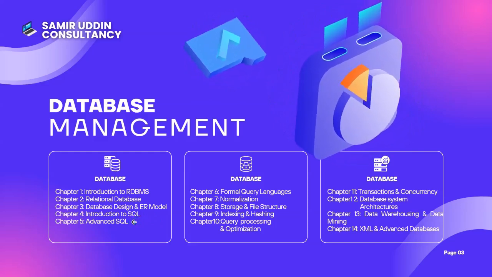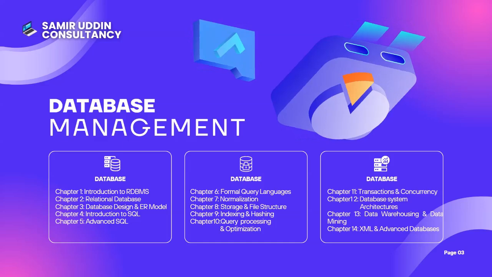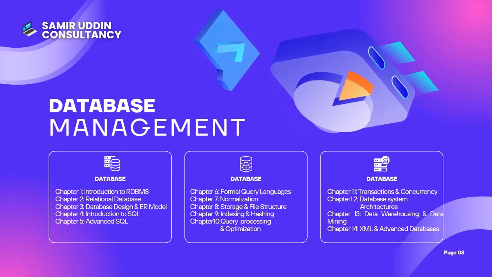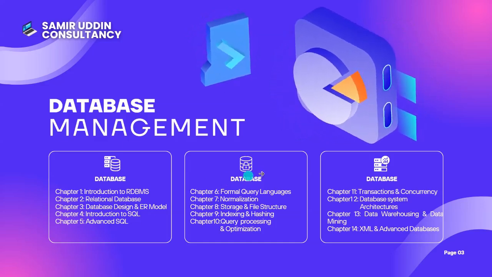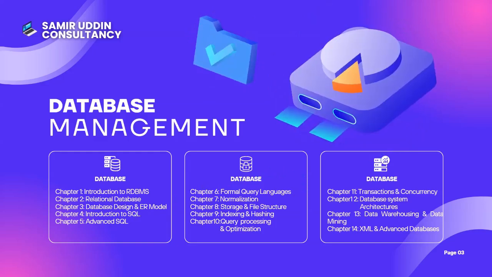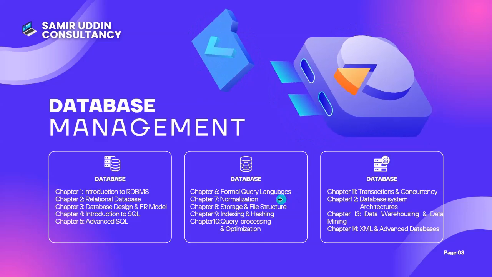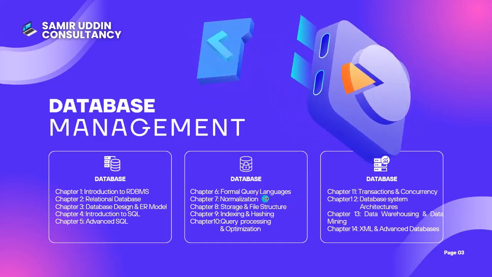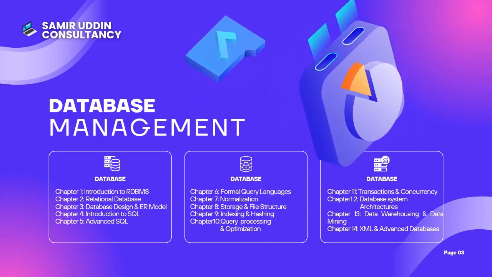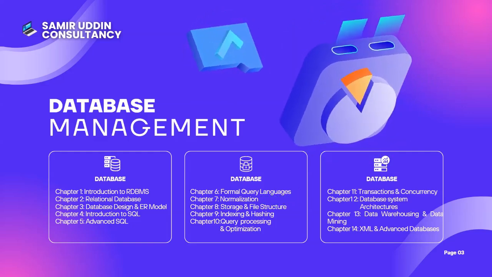Chapter 6. Formal query languages. Here, we'll dive into something called relational calculus and relational algebra. Don't worry, I'll keep it simple. Chapter 7. Normalization. This chapter is all about organizing your database properly. We'll learn about different types of dependencies and how to avoid problems.